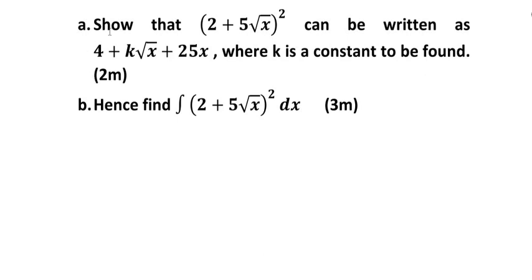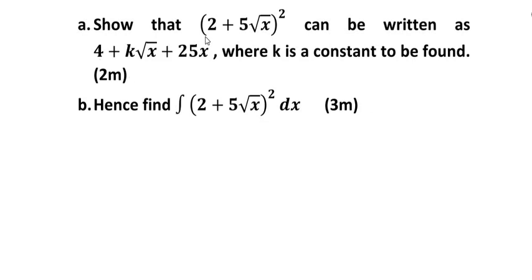So let us quickly start with this question. Show that (2 plus 5 root x) the whole squared can be written as 4 plus k root x plus 25x, where k is a constant to be found, and this is for 2 marks.